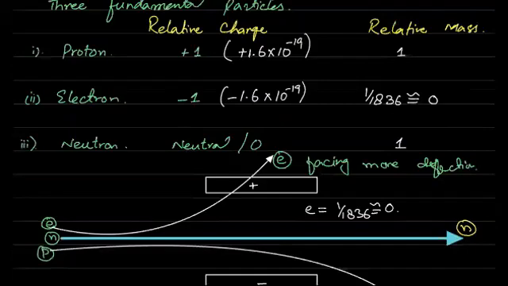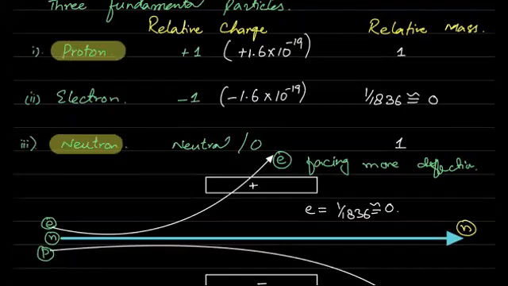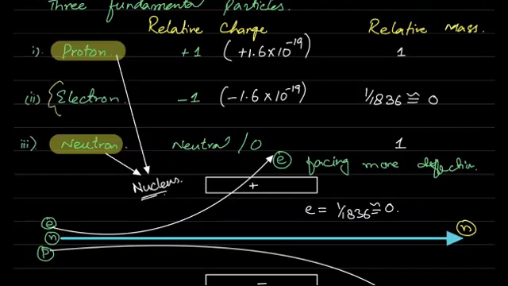Okay, now come towards proton, electron, and neutron. Proton and neutron are present inside the nucleus of the atom. This is the proton, and here you have neutrons. They are present inside the nucleus of the atom, and the nucleus is at the center of the atom. And electrons are present inside the shells, which are present around the nucleus.